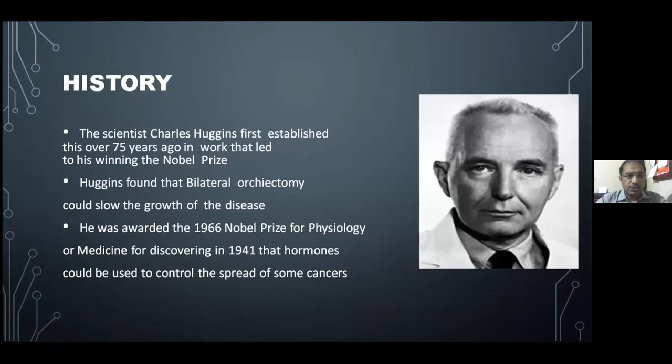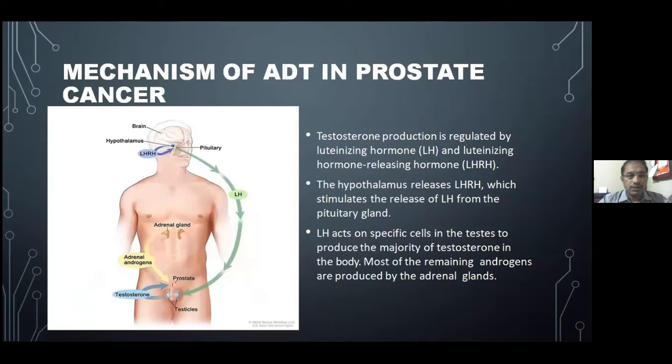Starting with a bit of history, the scientist Charles Huggins established this over 75 years ago in the work that led to his Nobel Prize winning work. Huggins found that bilateral orchidectomy could slow the growth of the disease. He was awarded the Nobel Prize in 1966 for physiology or medicine for discovering in 1941 that hormones could be used to control the spread of some cancers, and prostate was one of the sites.